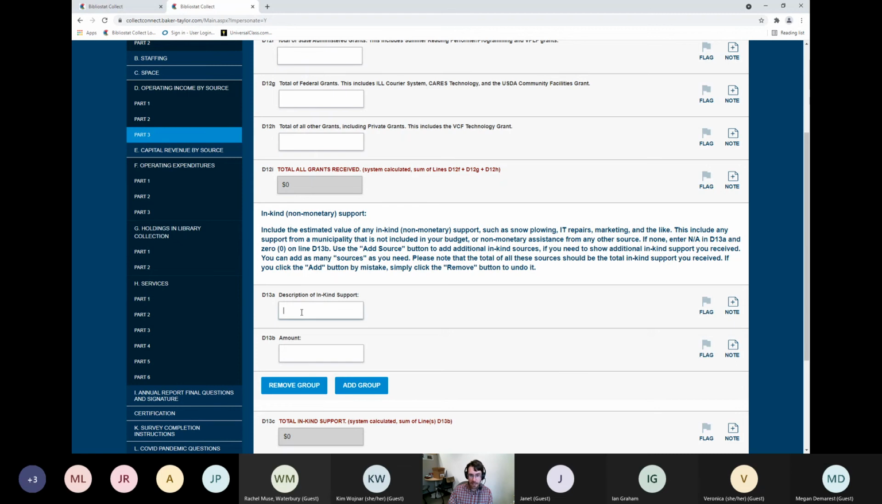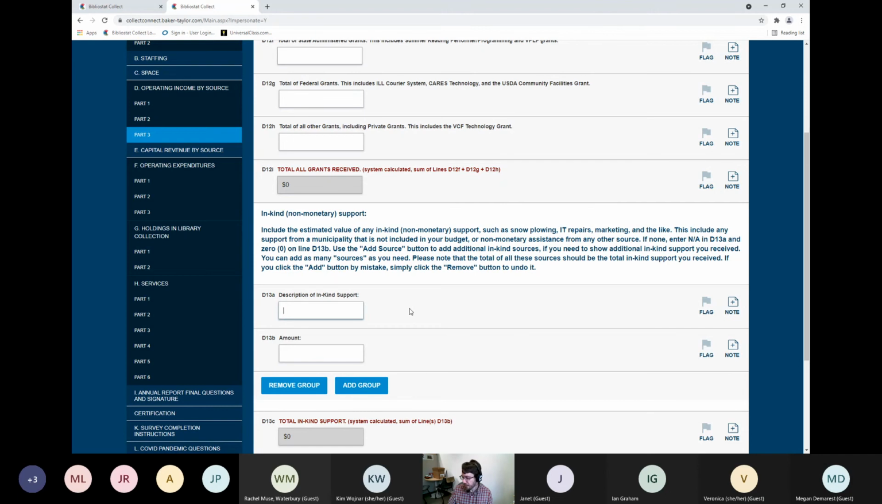So if somebody plows your driveway and they don't charge, put that in here. If somebody works on your website and they don't charge, put that in here. If there's anything else like that, we want to try to capture that to the best of your ability. If you don't know how much, do your best on what pricing would be. I mean, if you're not sure how much you would have paid for snow plowing, etc., marketing, what have you.